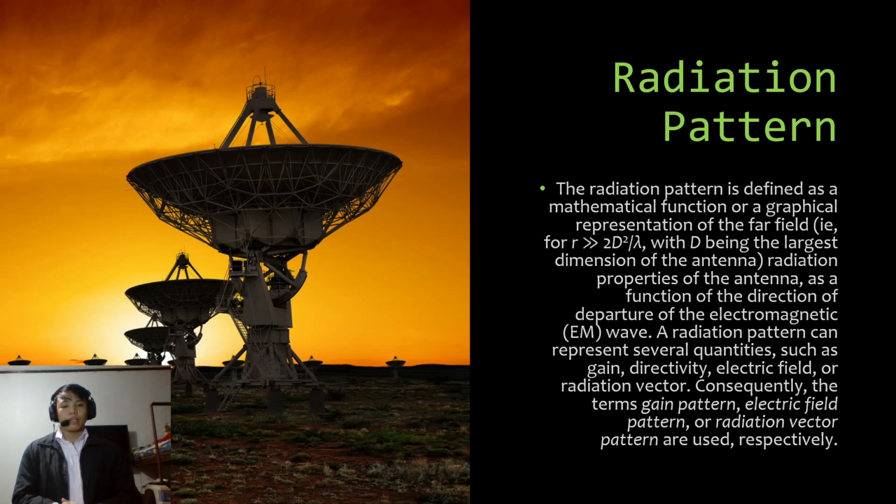A radiation pattern can represent several quantities such as gain, directivity, electric field, or radiation vector. Consequently, the terms gain pattern, electric field pattern, and radiation vector pattern are used respectively.